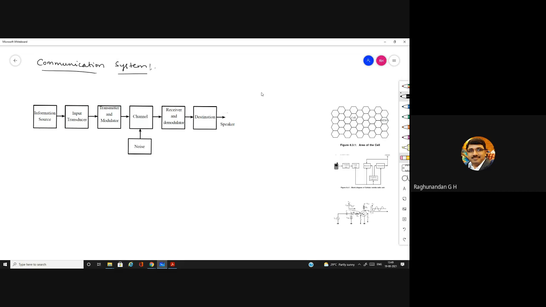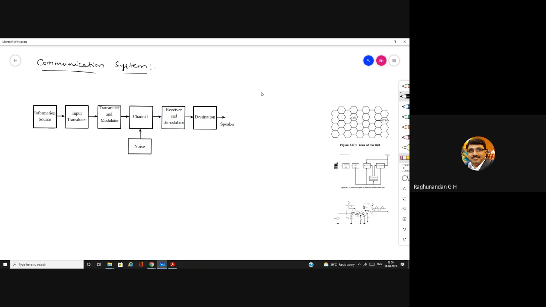It might be a wired communication or wireless communication, but the general structure will be like this only. Whether you are using a landline, or a computer, or a mobile or anything, the overall structure will be like this, and these blocks are the mandatory blocks in all the communication systems.